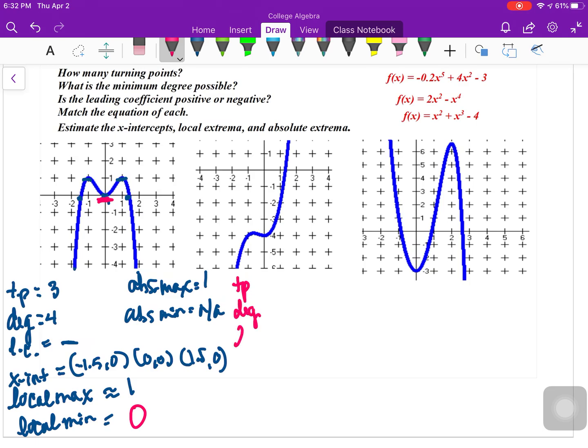Okay, same thing on this one. Turning points, degree, leading coefficient, x-intercepts, local max, local mins, absolute max, and absolute min.